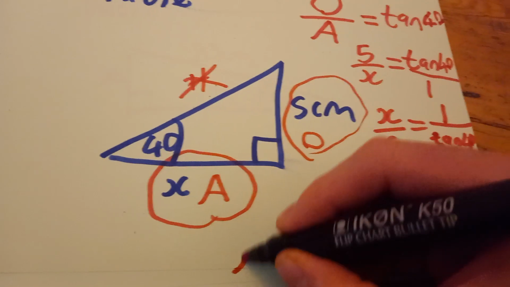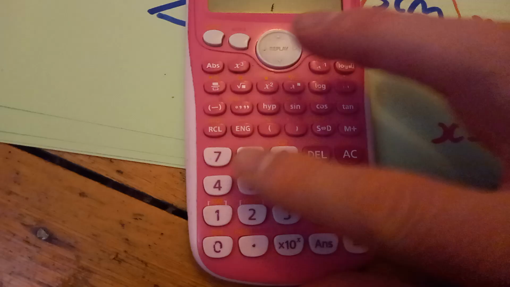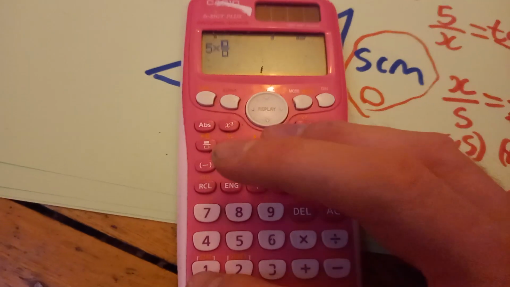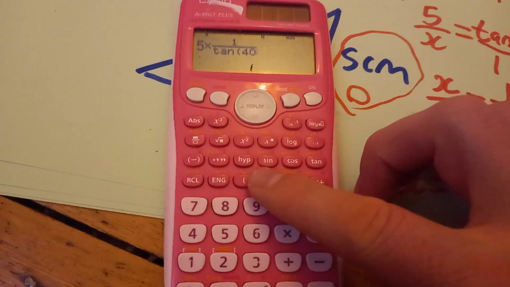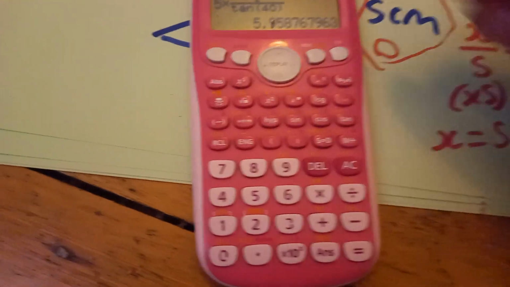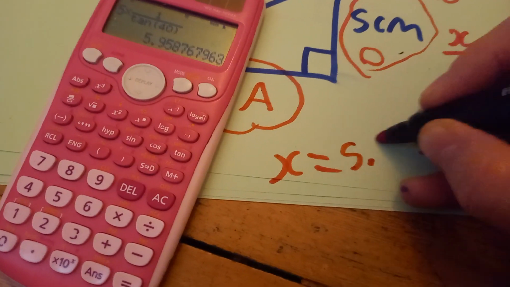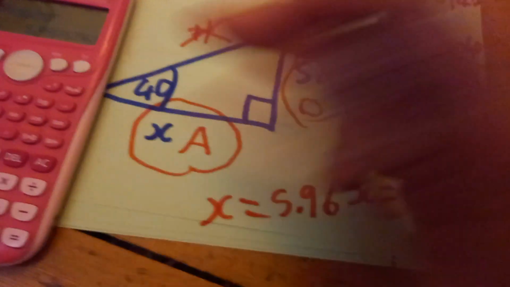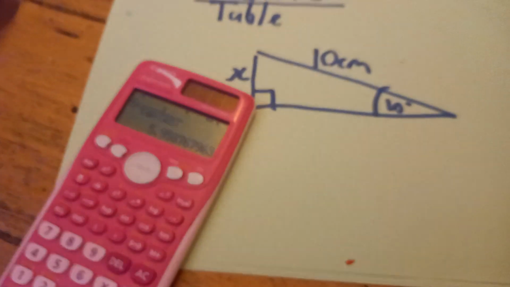Okay, again, I'm going to type it into my calculator. So x equals, let's get my calculator. So 5 times 1 over tan 40. Make sure you close the bracket. Press equals, and we hope there's our answer. It is 5.96. 5.96 centimeters. Okay, let's go to our final one.